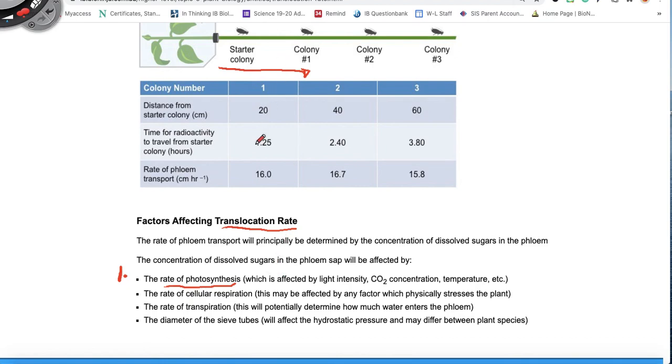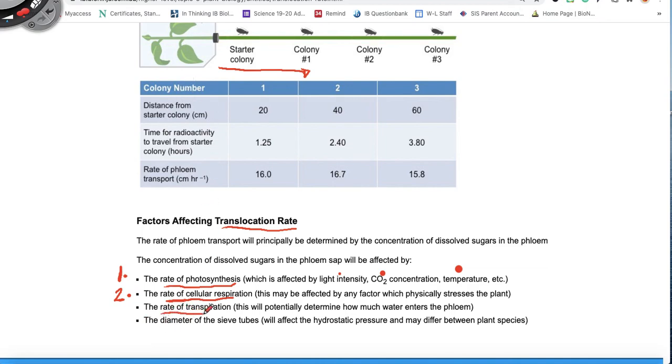Of course, you're not going to get any sap, you're not going to get any sugar without photosynthesis. So we know that photosynthesis is affected by light intensity, carbon dioxide concentration, and temperature. And then the rate of cellular respiration also affects translocation rate, because if the plant here is undergoing a lot of cellular respiration, then it's taking in some of the CO2 and it's taking in some of the oxygen that is being released. And it's using some of the sugars itself for energy.